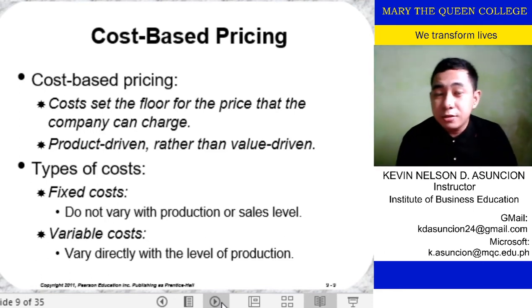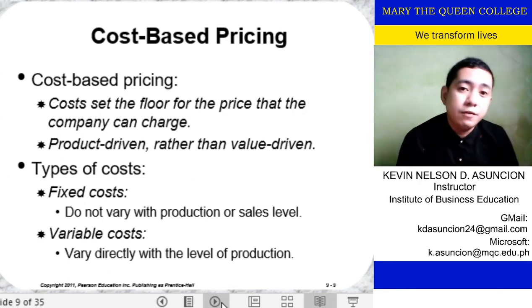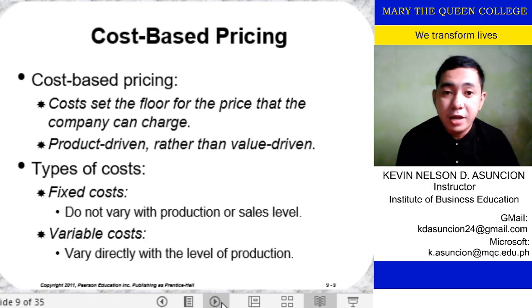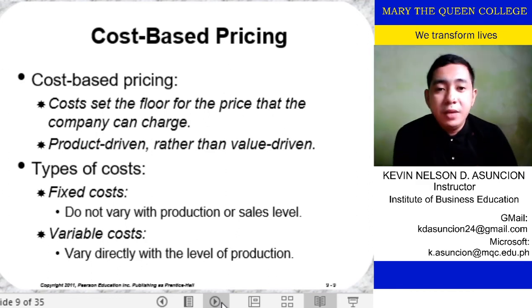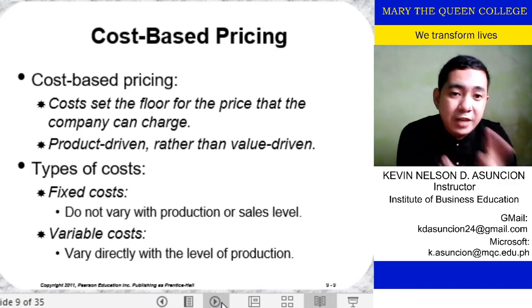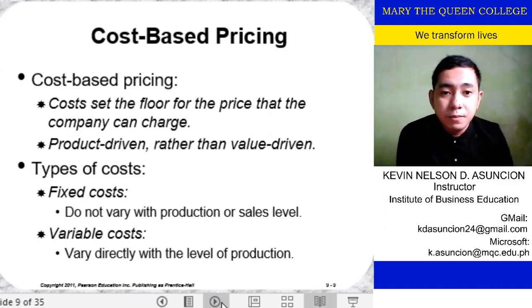So, magkano ginastos ko sa product, lalagyan ko ng tubo, no? So, ganun 'yon. We have different types of cost in your economics. You have tackled this, and also if you'll be having your management, accounting, and financial management subjects, no? This will be discussed: the fixed cost and the variable cost. So what are the fixed costs? The costs that do not vary with production or sales level.